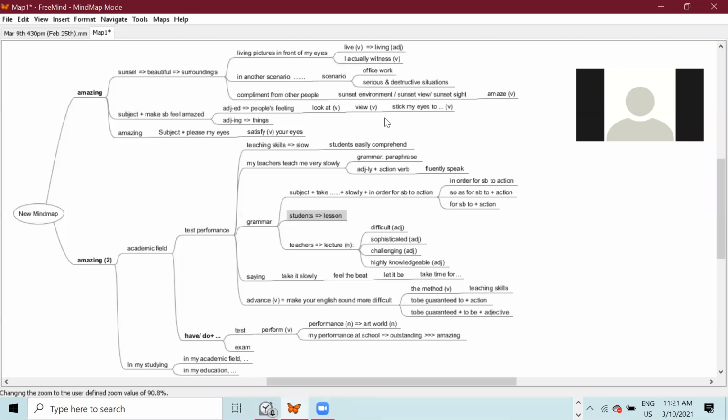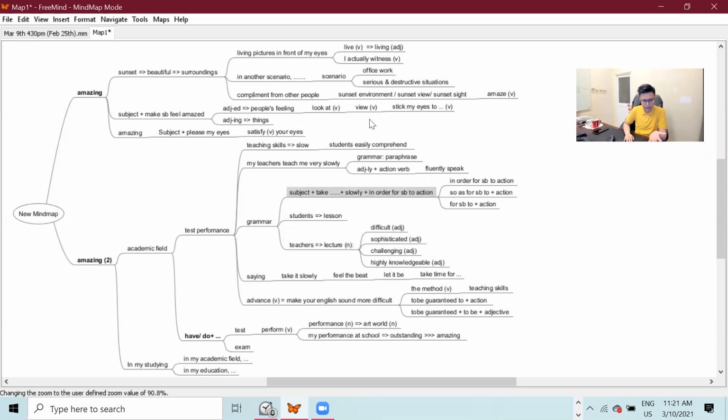You need to create a situation in which you can use all these grammars and vocabularies. Like some structure like take so slowly in order for somebody to do something. Students, lesson, teachers, lecture, sophisticated, challenging, for example. So I want you to use all these new grammar into creating a situation. You need to apply all these grammars and all these words into your situation making. So for example, like me, here's my situation.